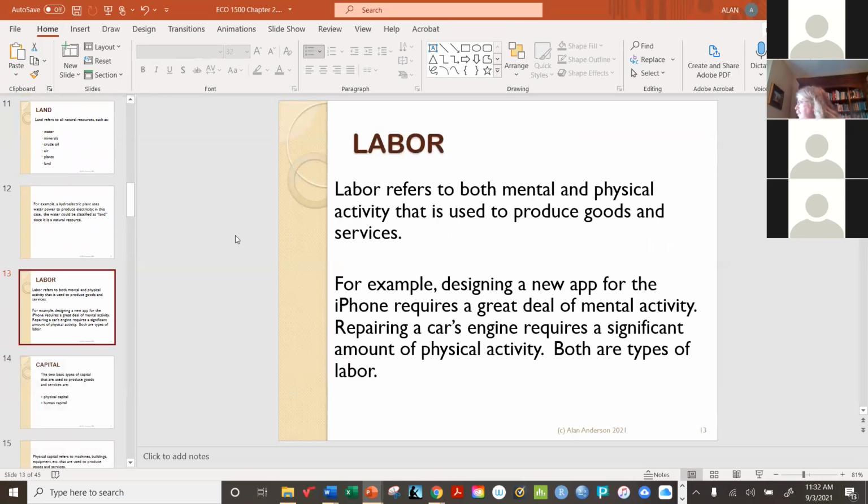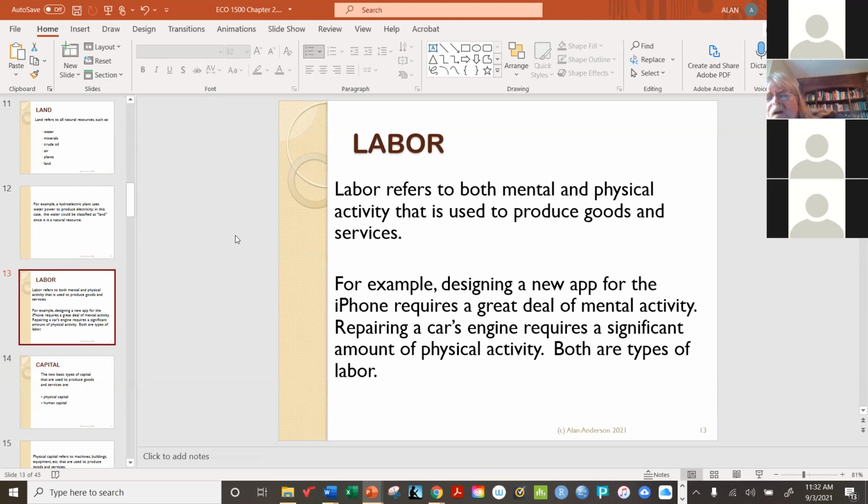Now, everybody knows what labor is. Okay, labor, you can think of it as work, or any mental or physical activity that is used to produce goods and services. So obviously watching TV does not fall into this category. But for example, what if your job is to design apps for the iPhone? That would be an example of mental labor, okay?